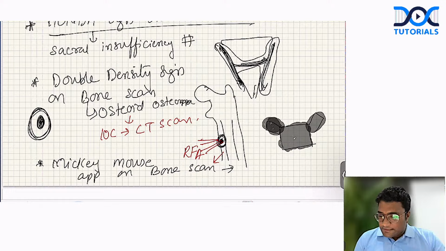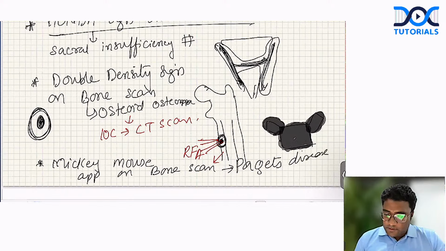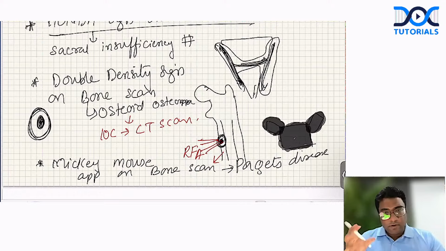If you have a densely sclerotic vertebra, that is ivory vertebra. When you have a densely sclerotic or ivory vertebra, you have osteoblastic activity not just in the vertebral body but also in the posterior elements, giving an appearance of a Mickey Mouse. This is suggestive of Paget's disease. So ivory vertebra is seen in Paget's, with the Mickey Mouse appearance on bone scan.